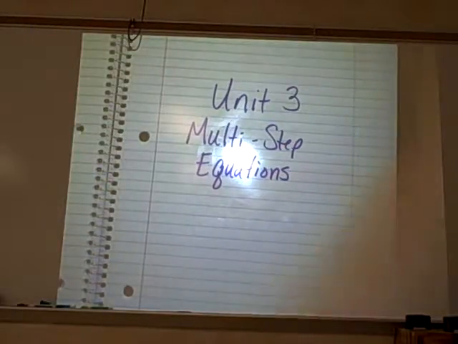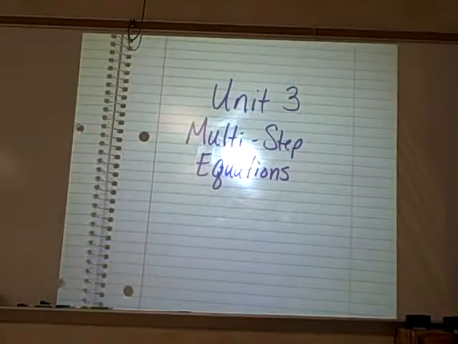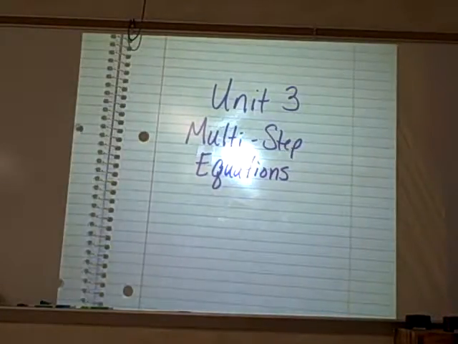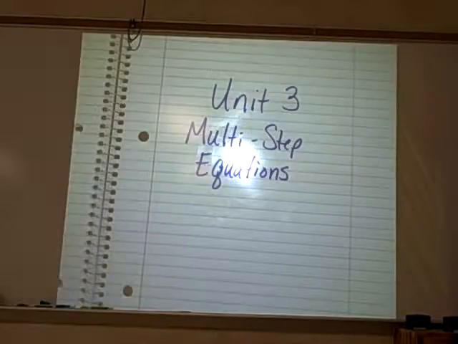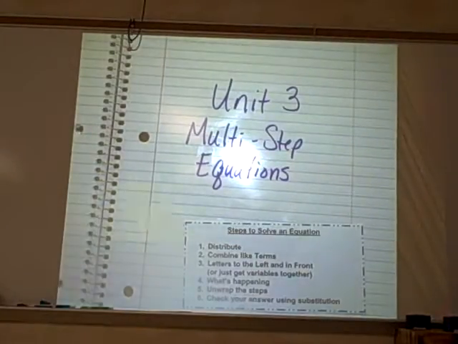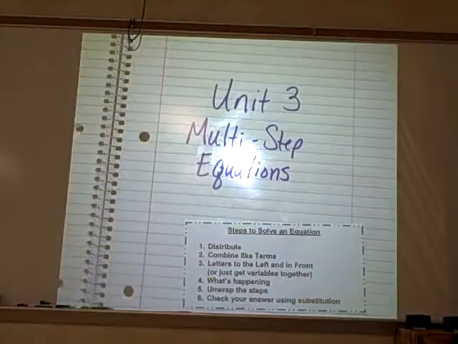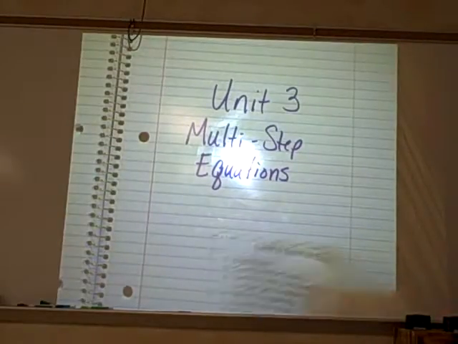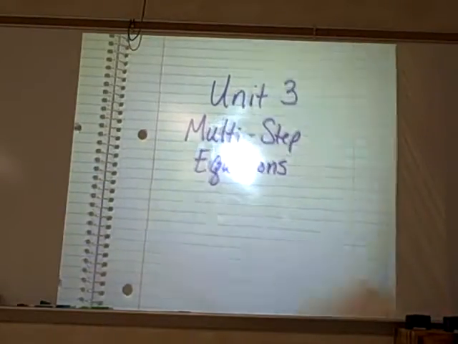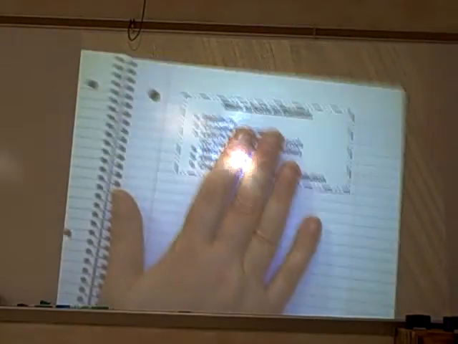All right, first thing you're going to need is to cut out that little box at the top of your paper. The one that says steps to solve an equation. So cut that out. You don't need the rest of your notes page yet. You won't need that for a little bit. So we're going to take that paper, that little box, and glue it down at the top of your page.